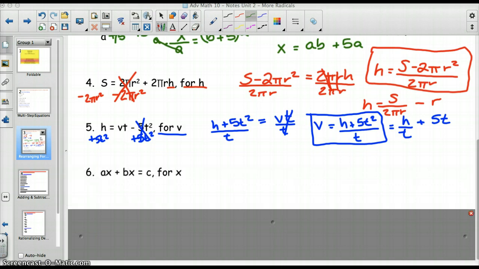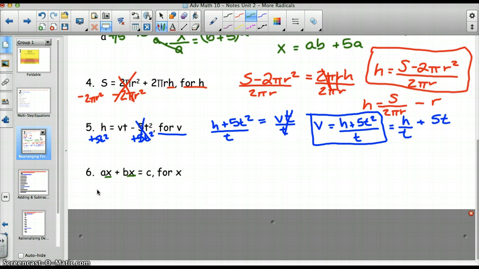Now, the sixth example is an advanced type of formula because we are asked to solve for x. And if you look over here, there are actually two x's. So we need to do a trick, which we'll deal with a lot more as this semester goes on. But the trick is that we need to factor out this x so that we can get it into being a single x. a is being multiplied by x, and b is being multiplied by x.